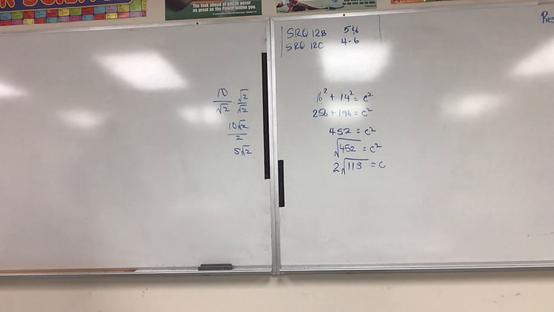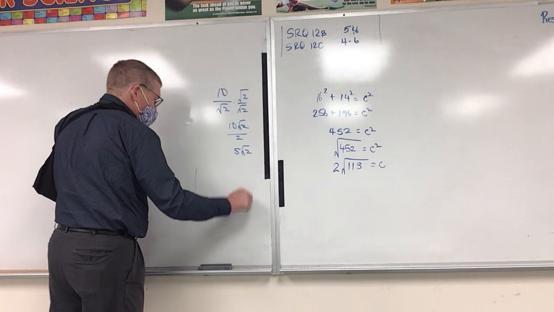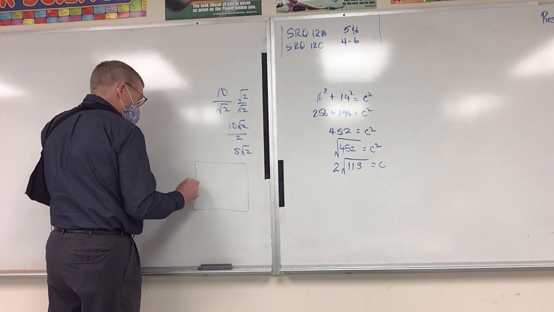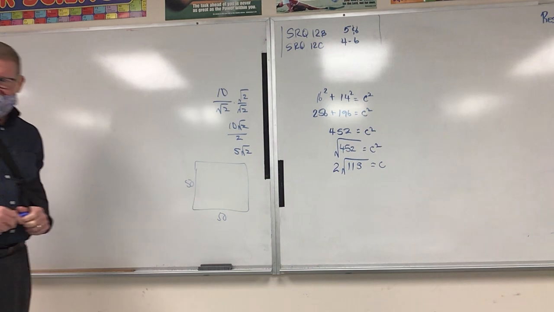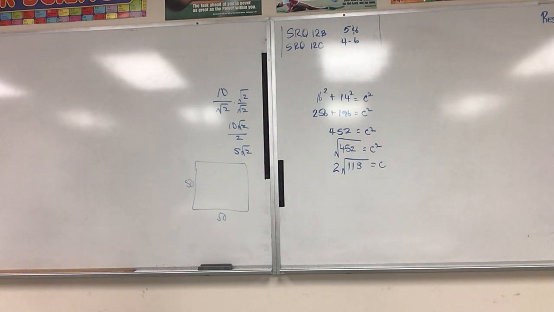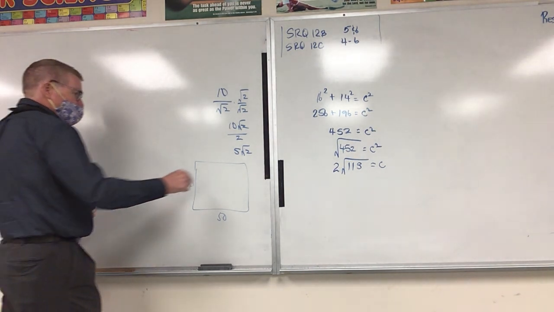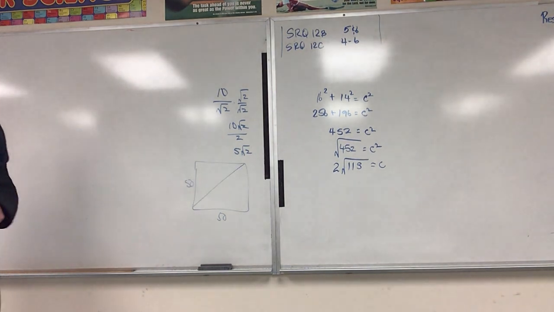Number 13, we had a square garden that's 50 feet on each side. They want to know, if we stretch the hose from one corner to the other, what is the length of the hose to the nearest tenth? The length of the diagonal would be 50 times square root of 2. We take our calculator and find it to the nearest tenth. All right, so our special right triangles are 30-60-90 and 45-45-90. Any questions?